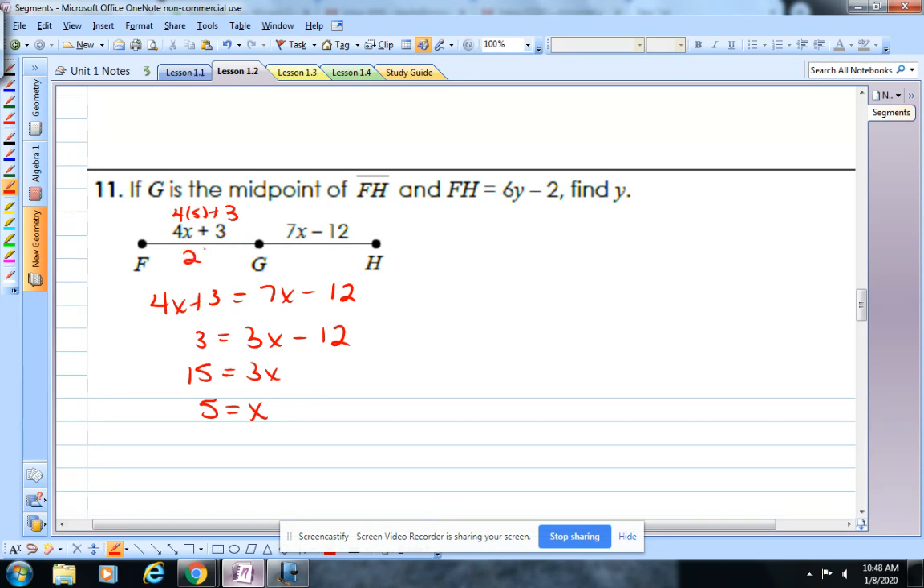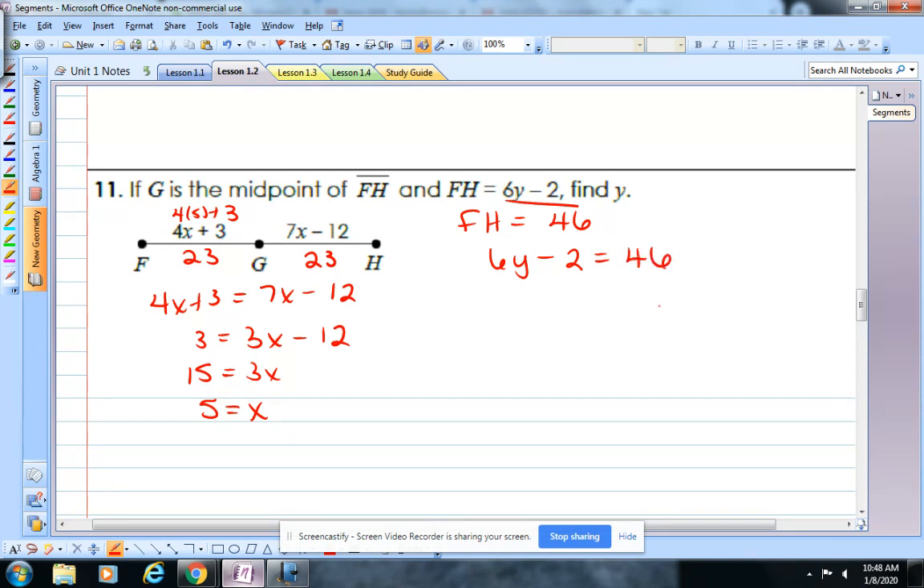So this is going to be 23, and since that was a midpoint, this is 23. So you don't even have to plug it in twice. You know if one side's one, if it's a midpoint, then the other one is too, right? So the whole thing together, FH is what? It's 46 units, right? And to get Y, I can say 6Y minus 2 equals 46.